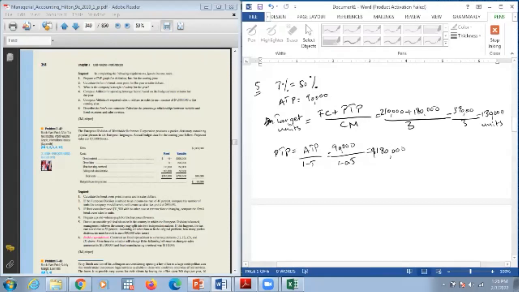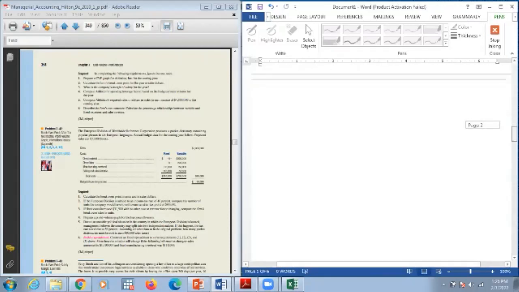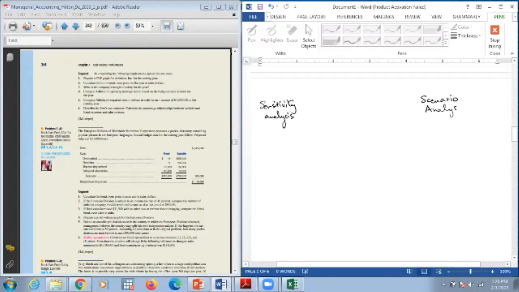Now, this means we're done with this question. I just want to remind you of one other concept that we've done in class. One is sensitivity analysis, and one is scenario analysis. In sensitivity analysis, we change one factor at a time, and in scenario analysis, we change all factors together.